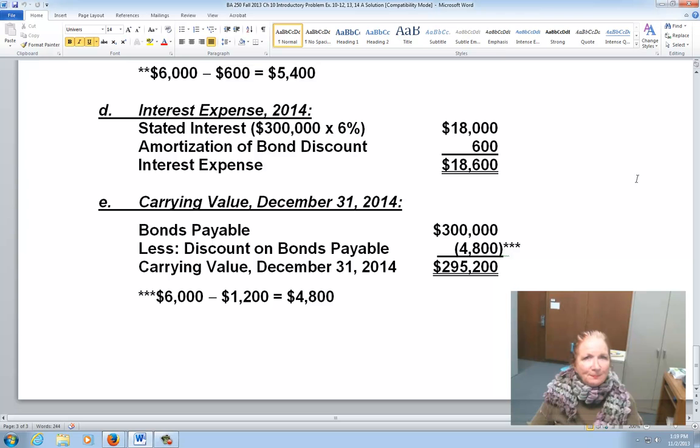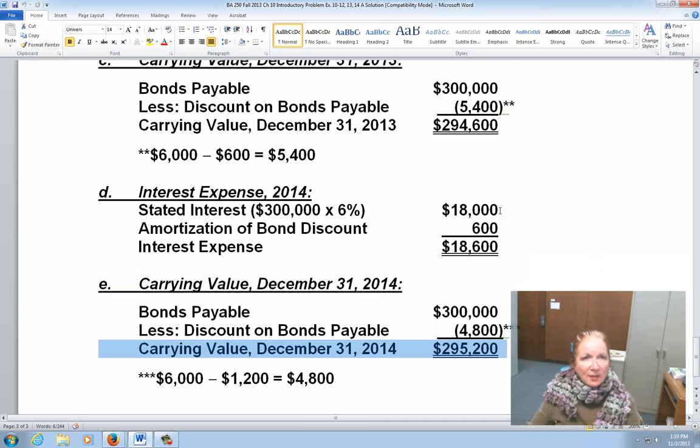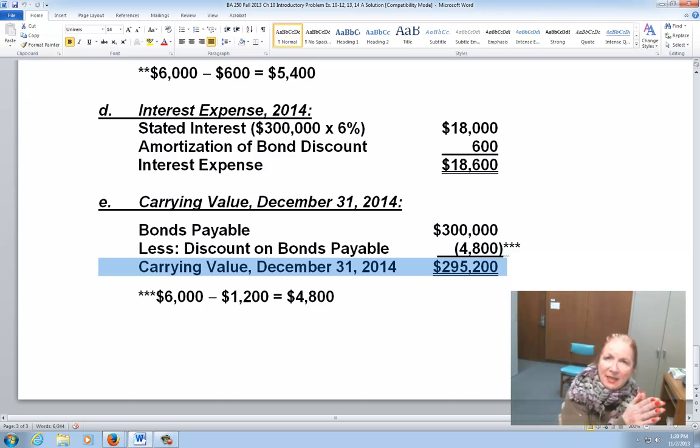But let's look at this carrying value. In 2014, the bond is always at $300,000, doesn't ever change. But it's this discount that's changing, and now we have $6,000 minus $600, 2 years, so minus $1,200 altogether to get $4,800. Now the carrying value has gone up again to $295,200. So every year it's going to get higher and higher, the carrying value, until it'll be equal to the $300,000. This will be fully amortized. The discount will be 0, and the face value will be $300,000. So that's this little problem.